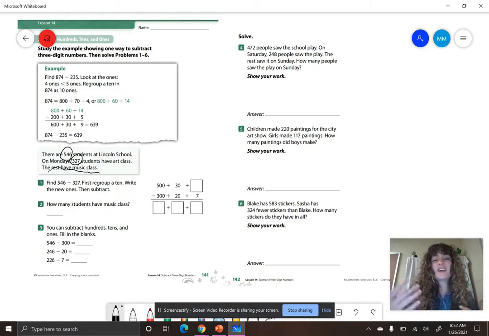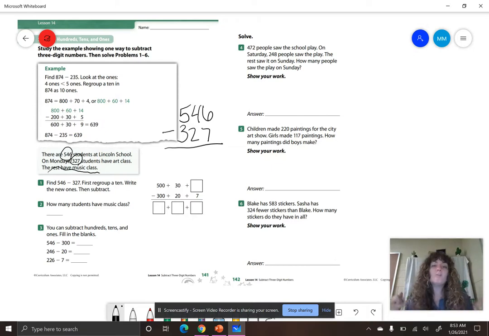Okay. So it doesn't give us a question, or it doesn't tell us what to do, but we can kind of get an idea of what it's asking us to do, right? So we have 546 students all together at Lincoln School. So here's what I'm going to do. We are going to solve this problem 3 different ways. We're going to solve it with the model it gives us. We're going to solve it by subtracting our hundreds, tens, and ones. And I am going to show you using an equation. All right, so we have 546 students. And we know that 327 have art. The difference is going to be the kids that have music class.